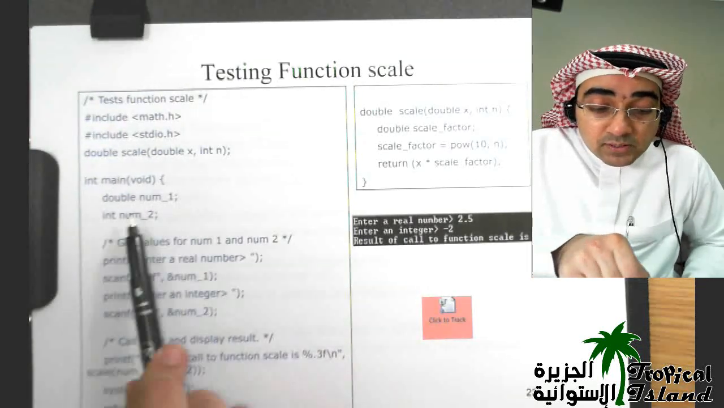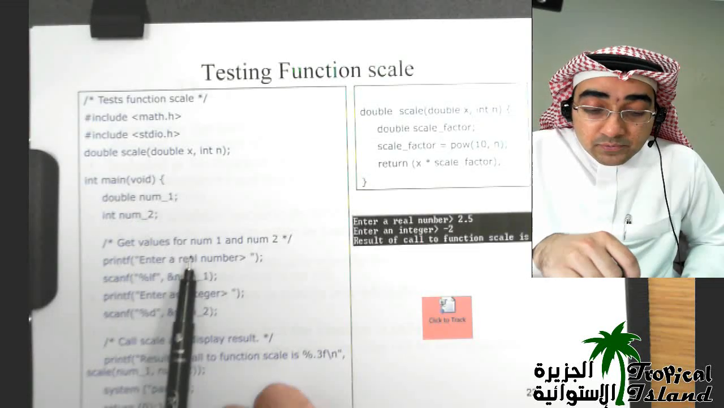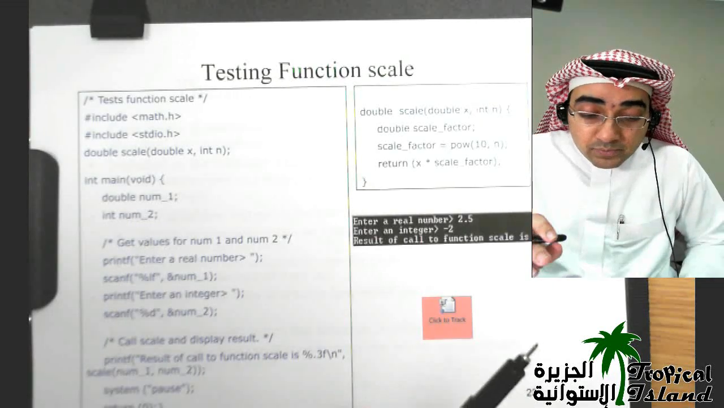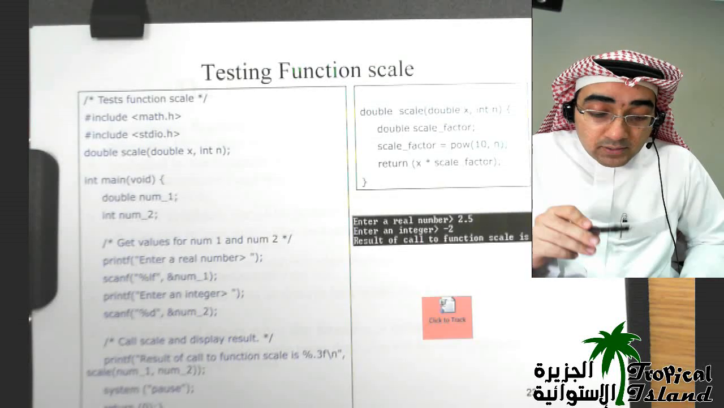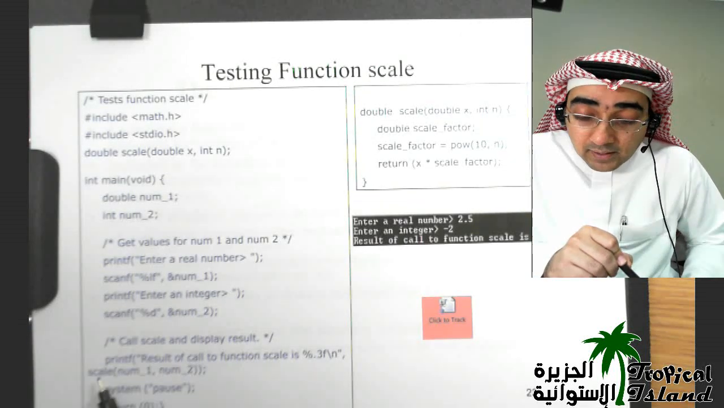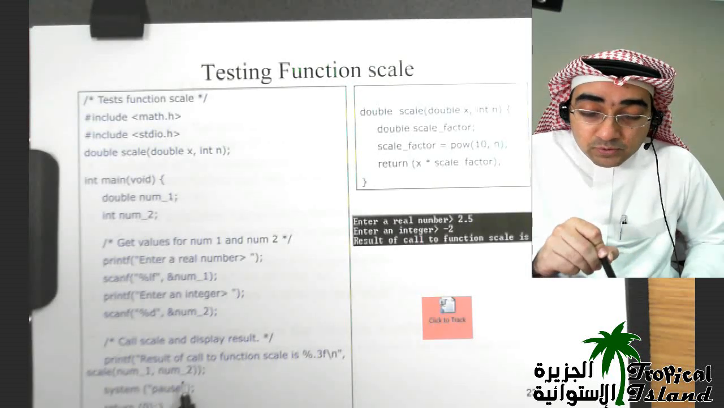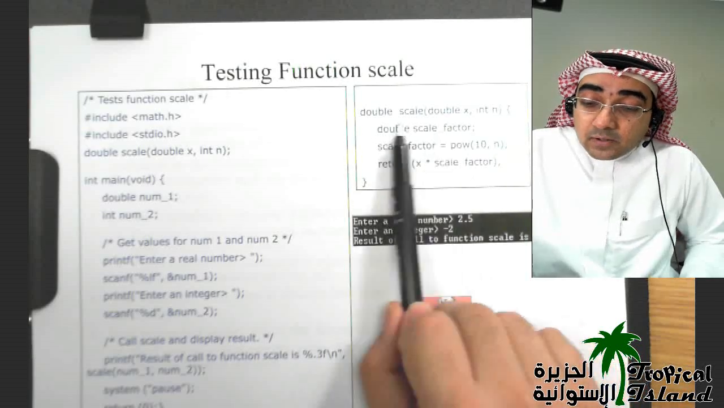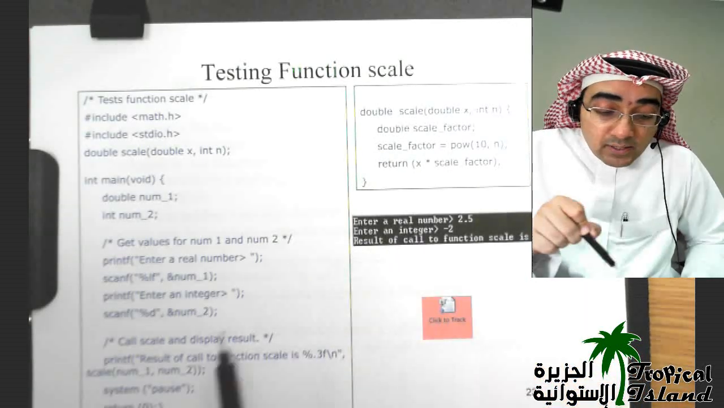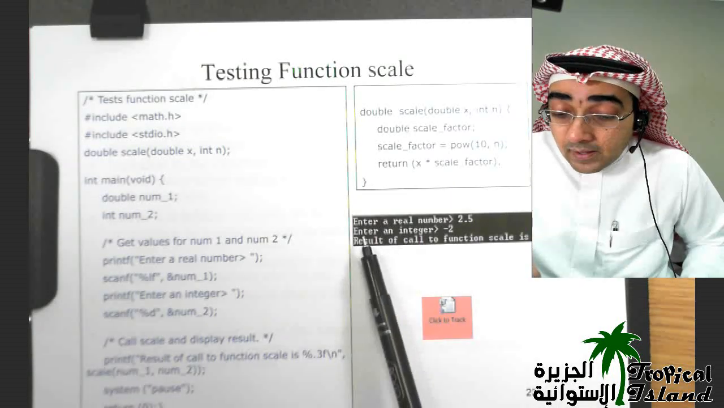Okay, and in the main function, you declare your local variables num1, num2, and you get the values from the user. So you ask the user to enter two numbers for you. You read them into num1, num2, then you call the function. The result of scale, you print it out, and you call the function inside the printf, scale num1, num2. You're actually going to go over here, calculate this, and then scale it and return it, print it using the printf, and then you stop your program.